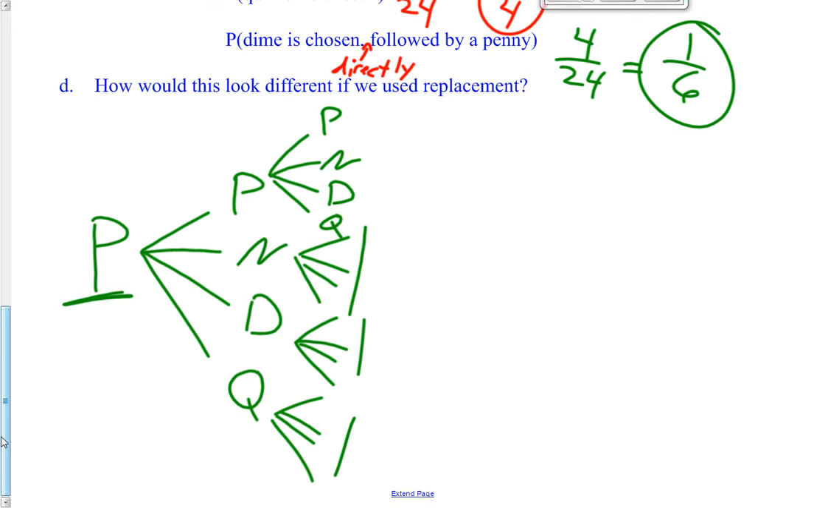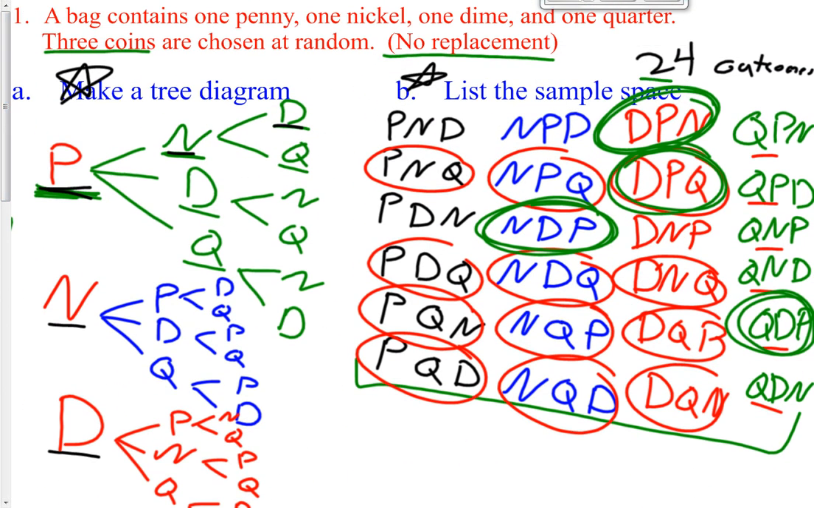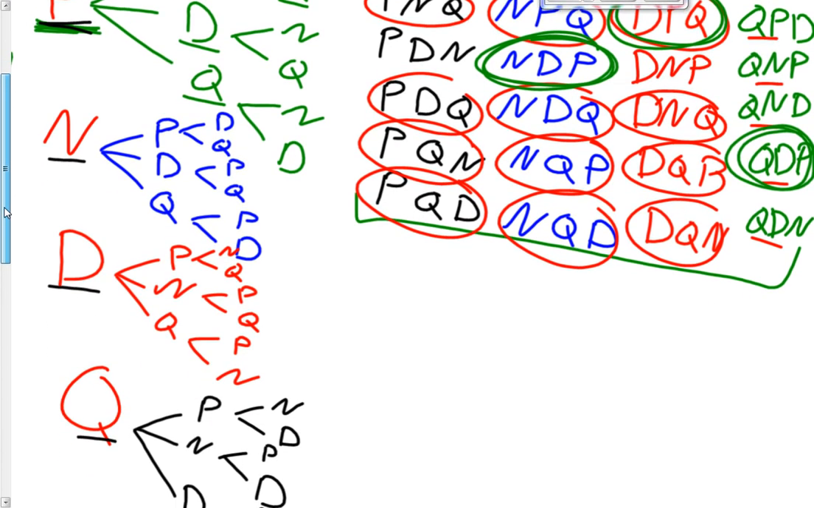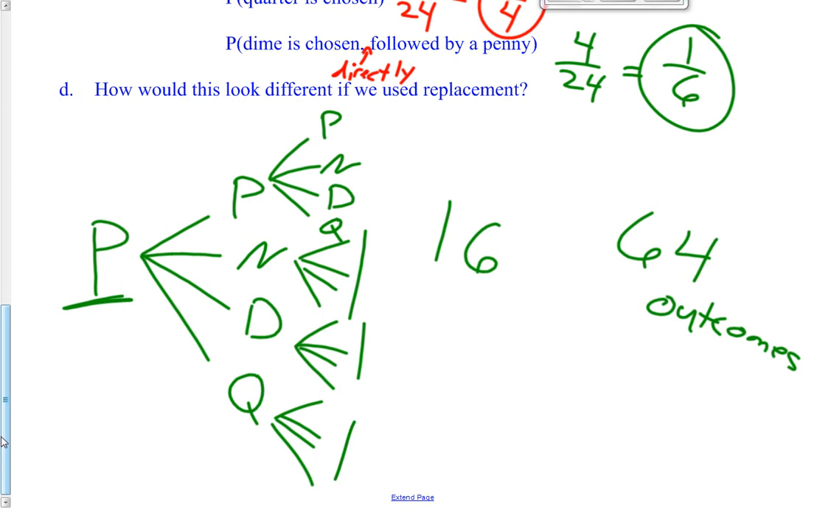So just for drawing the penny first, there is 4, 8, 12, 16 outcomes. So there would be a total possible of 64 outcomes if we did it with replacement, as opposed to just the 24 without the replacement. So it does make a big deal. You need to pay very close attention to whether it says with replacement or without replacement.